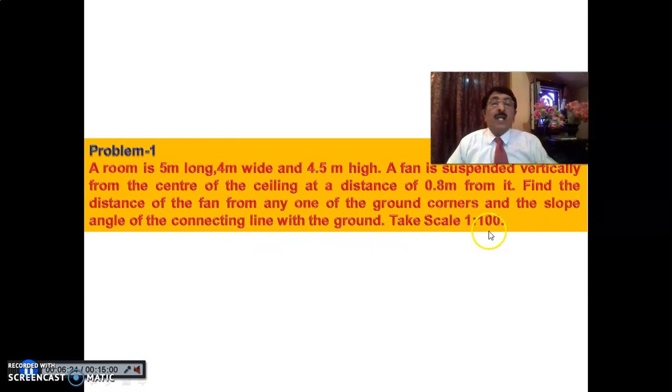Take a scale of 1 is to 100. The given scale of 1 is to 100 means compulsorily you have to take a scale of 1 is to 100. 1 is to 100 means drawing size by actual size. Drawing size is 1 centimeter, actual size is 100 centimeter, and 100 centimeter is 1 meter. That means take 1 meter equal to 1 centimeter. Is it okay? When this scale is given, you have to take 1 meter equal to 1 centimeter. Okay, now it is 5 meter long, 4 meter wide, and 4.5 meter height.